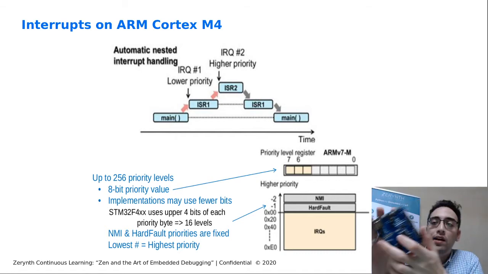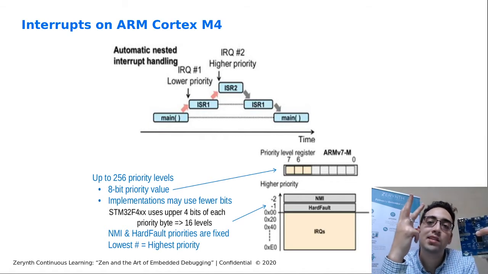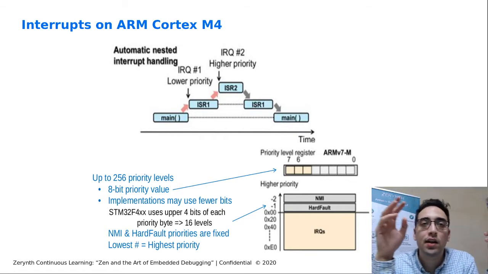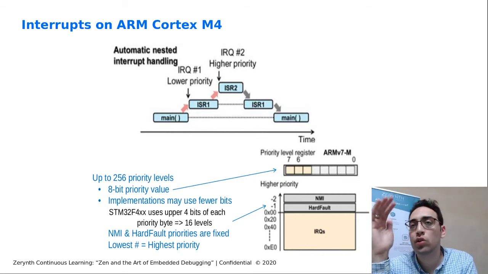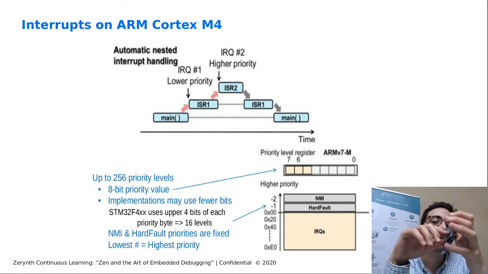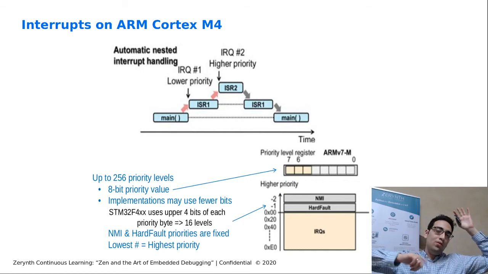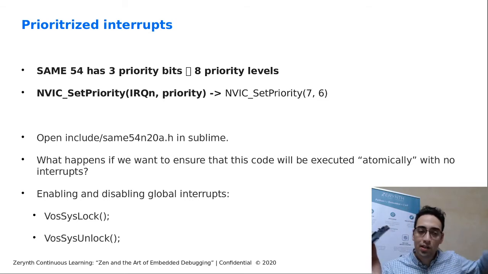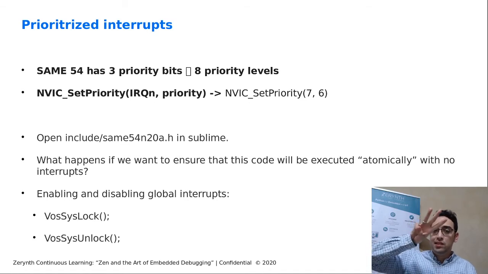For example, this board, the SAM E54, has 3 priority bits. That means you have from 0 to 8 priority levels, so you can have a priority of 0, 1, 2, 3, 4, up to 8. Keep in mind that priority 0 is the highest priority, so the lower the numerical value, the higher the priority. It's a little bit confusing, but you get used to it. Essentially, since we have 3 priority bits, that means you have 3 bits.